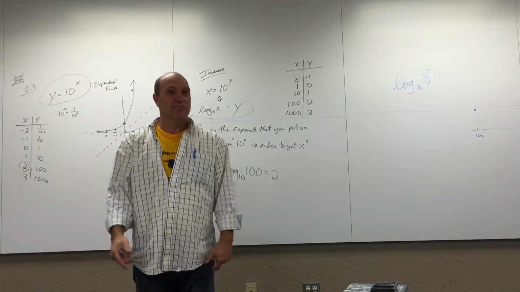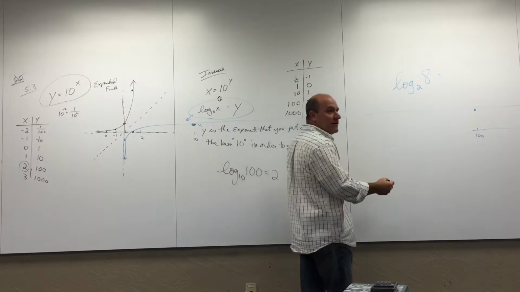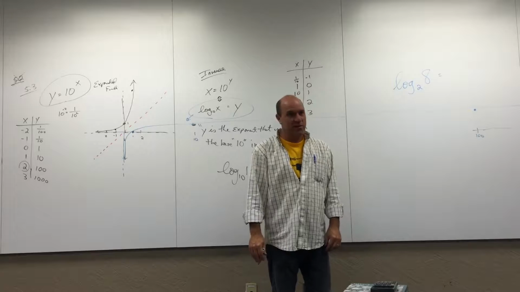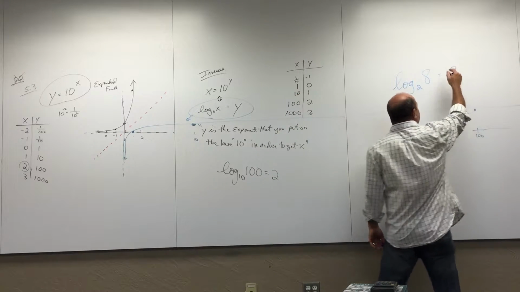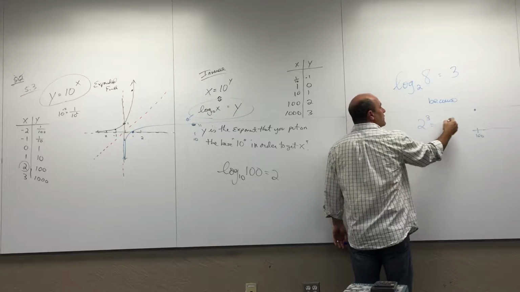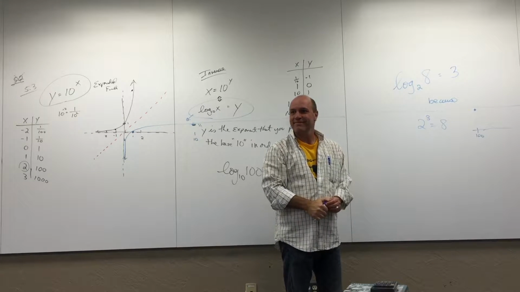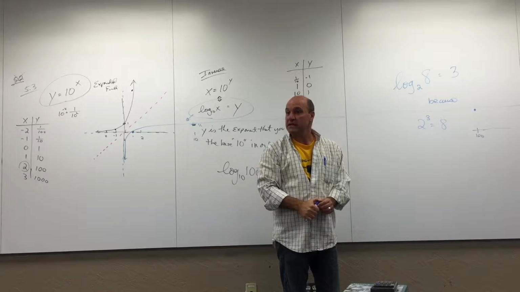Some people just know it. You could play with a calculator, but it's not that hard. The exponent would be 3. Why? Because 2 to the 3rd equals 8. The answer to a logarithm is an exponent.